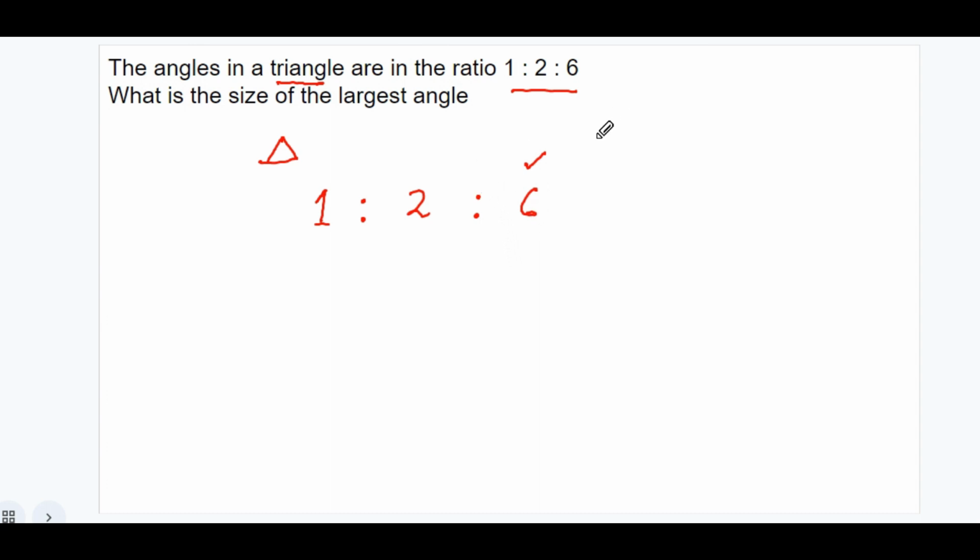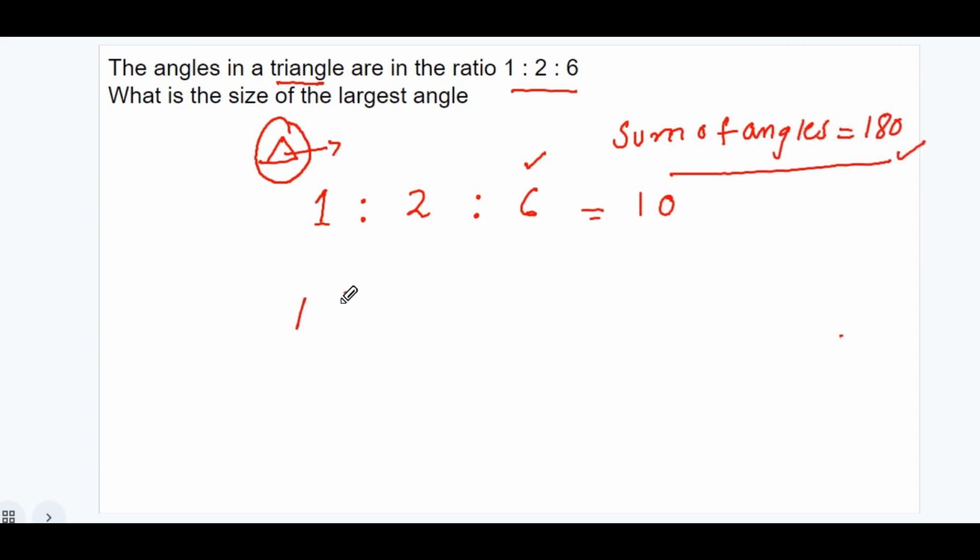No other information is given to you. What do you think we have here? We are told that these are the angles of a triangle. So you know that the sum of angles in a triangle equals 180. What you need to do is divide your total angles by total parts, that is 10. What is going to give you 18? 18 will be the size of each part now.